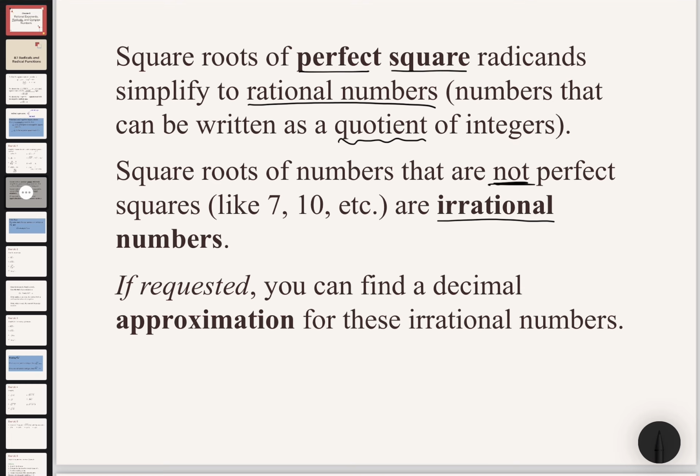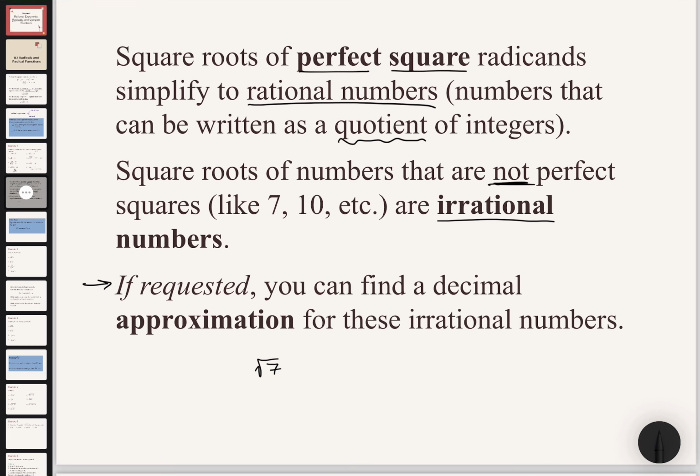Well, one of our definitions was a number that just keeps going on and on forever and ever. It's never going to really stop. We had a couple definitions for irrational, but that's one of them. If requested, you can find a decimal approximation for these irrational numbers, but if I have the square root of 7, you will never be able to tell me the exact number. It is going to be irrational. It's going to keep on going forever and ever. All right.